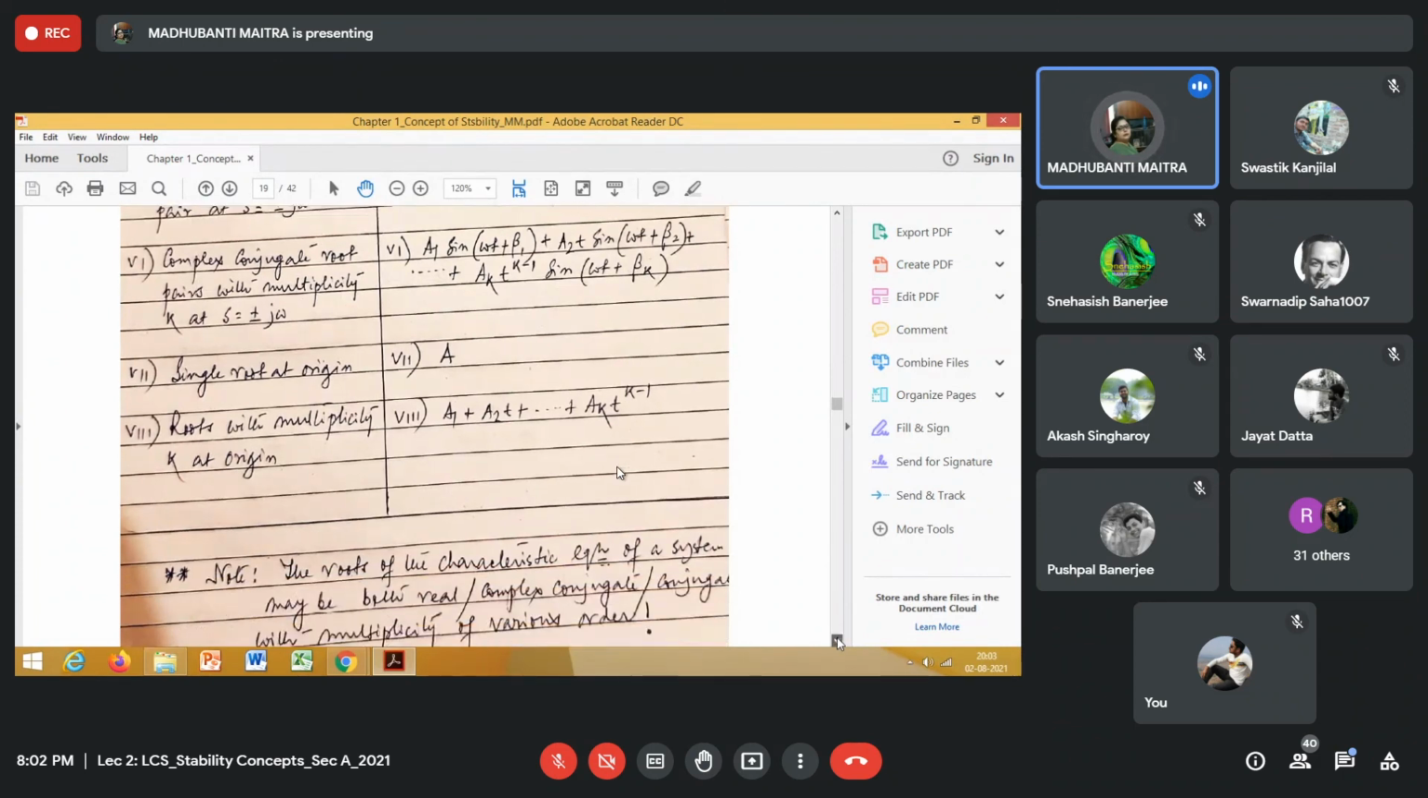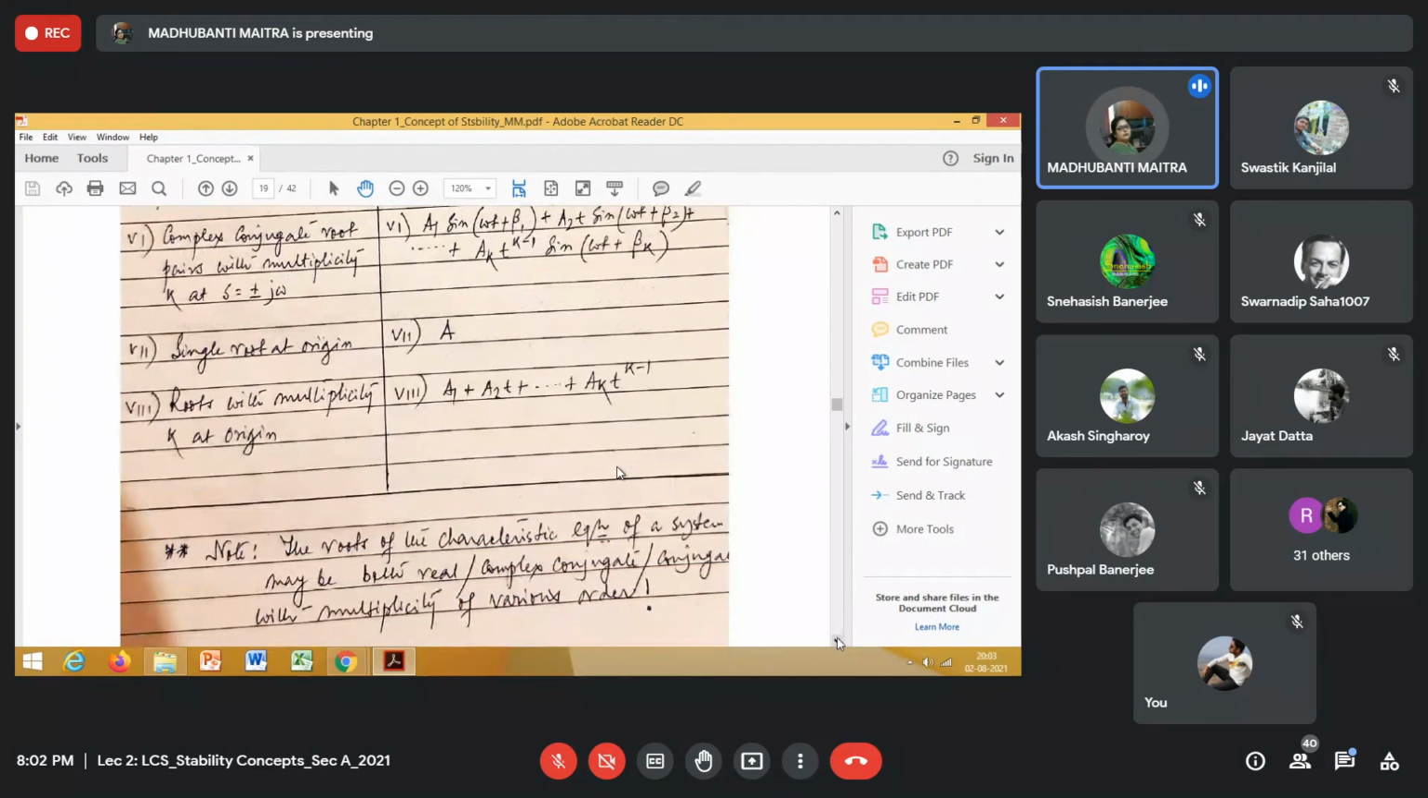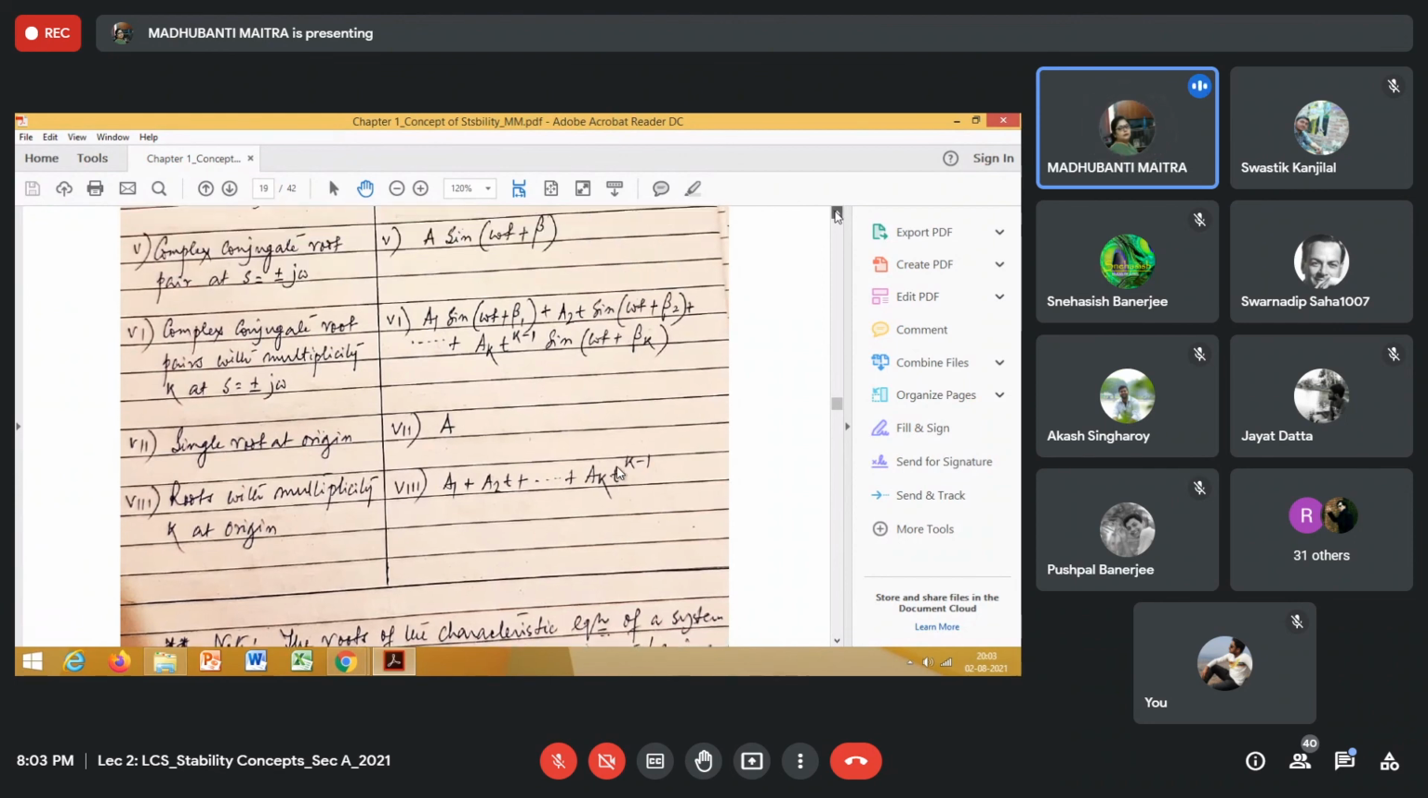Zero will contribute towards the magnitude associated with each root, right? But yes, if you solve the denominator polynomial, then you will get the locations of the roots of the characteristic equation, and actually the locations of the roots of the characteristic equation, or your denominator polynomial, will decide upon the nature of c(t).